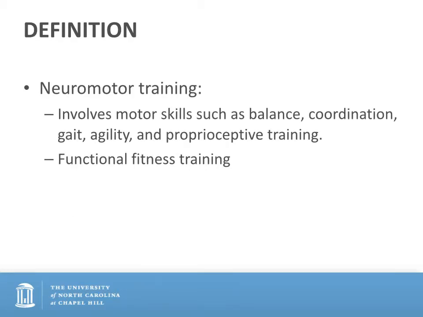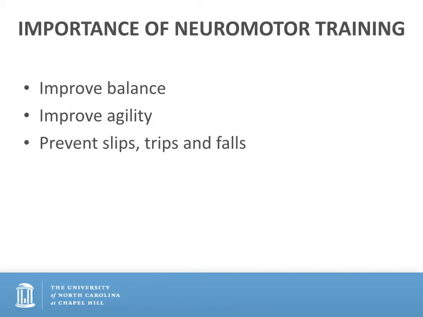Before we go over the ACSM's recommendations for neuromotor training, let's first define what neuromotor training is. Neuromotor training involves motor skills such as balance, coordination, gait, agility, and proprioceptive training. It is also called functional fitness training. Neuromotor training can be used to improve balance, agility, and prevent slips, trips, and falls.